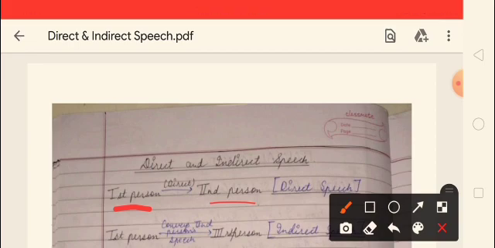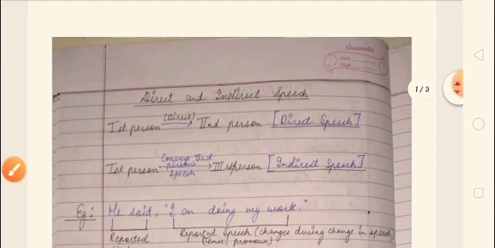But when that student tells the other students that ma'am has told me to collect the copies, then the second person is telling the speech of the first person to the third person. This type of speech is known as indirect speech.